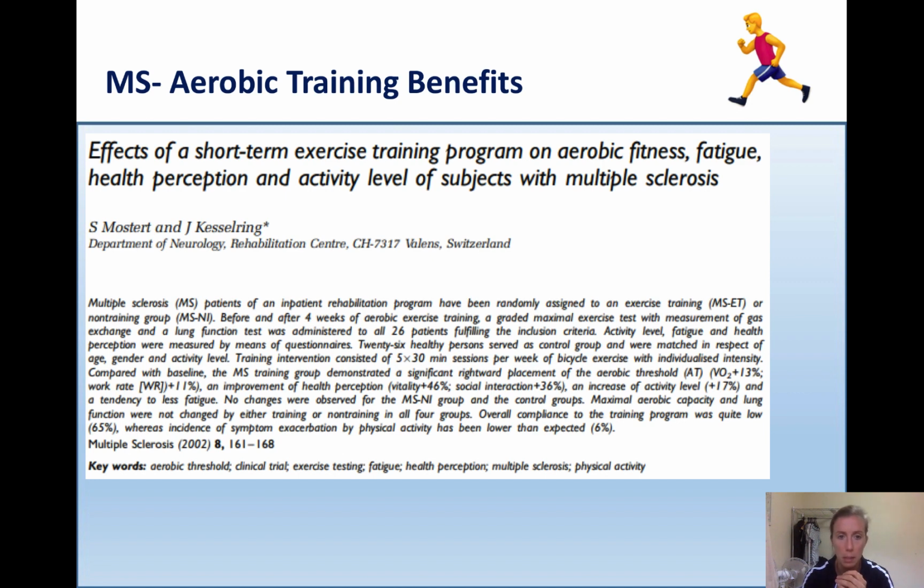There were 26 MS patients, and they compared them to 26 people without MS as a control group. What they found was that maximal aerobic capacity and lung function were unchanged compared with baseline. The MS training group demonstrated a significant rightward shift of the aerobic threshold, AT, an improvement of health perception, an increase in activity level, and a tendency to less fatigue. So obviously some potentially promising findings there, and that's after 4 weeks. Okay, so imagine what would happen potentially after 8, 12, and so on.